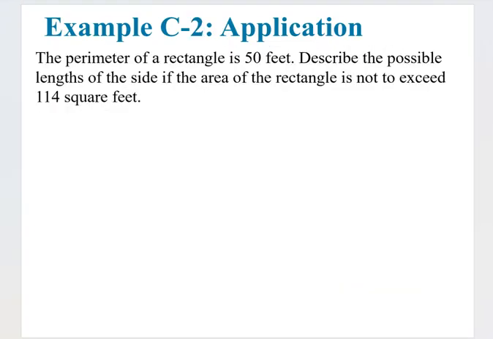All right, let's do another example. This is a bit more involved. You're going to have to think on several levels here. So a perimeter of a rectangle is 50 feet. Describe the possible lengths of the side if the area of the rectangle is not to exceed 114 square feet.